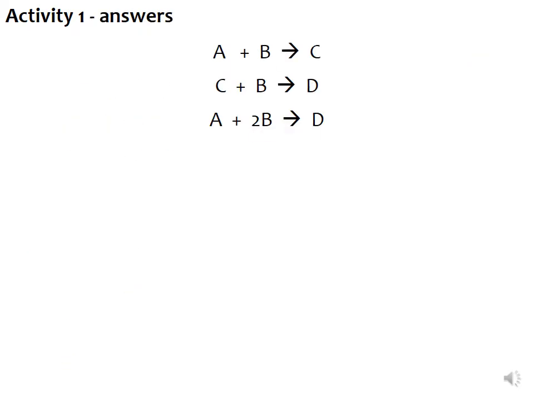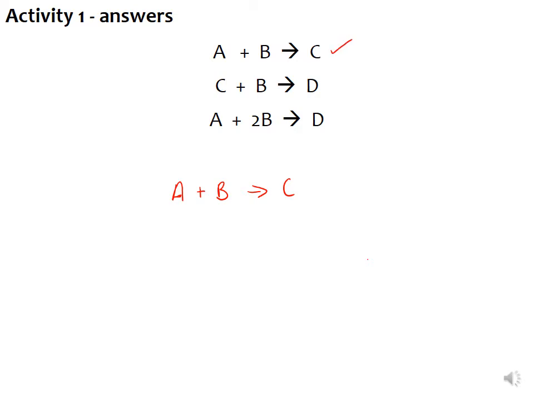So answers for this one. So this is our general example first of all, and we're going to go with the first equation I'm going to put at the top. Now it doesn't actually matter which one you put at the top of the cycle, they will all end up forming the same thing, but I'm going to go with A plus B forming C at the top. And that's our first reaction used.